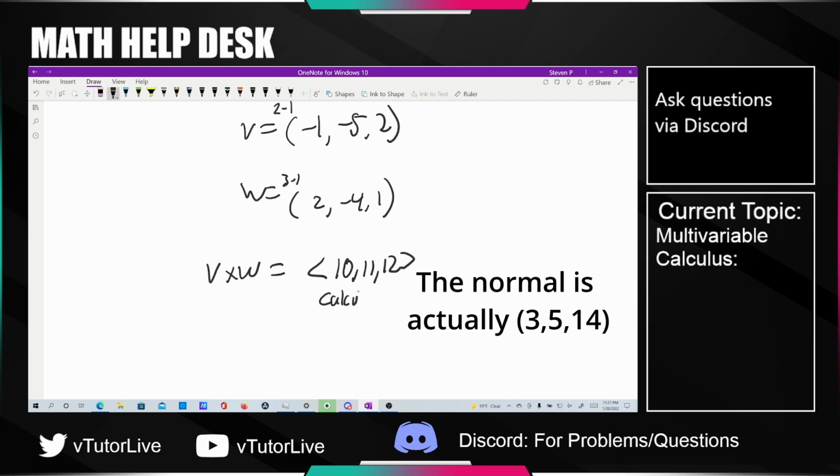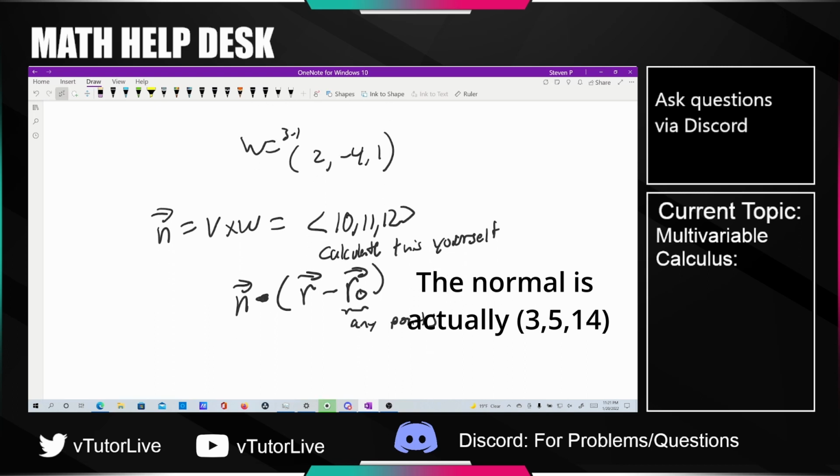But I'm going to say calculate this yourself. Okay, so then this is our normal vector. And the idea is, at this point, all we have to do is take n and dot that with our variable r minus r naught. And this r naught can be any of our points that were given, such as 3, 4, 0.